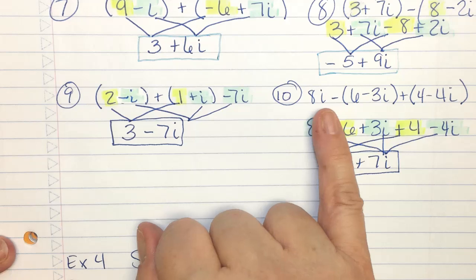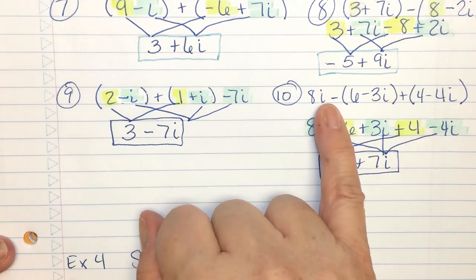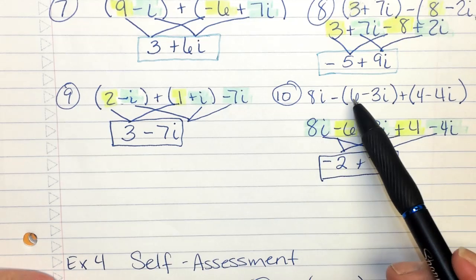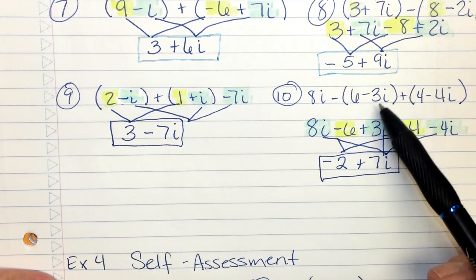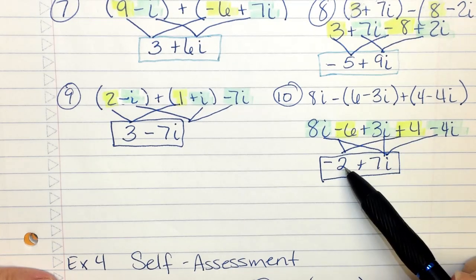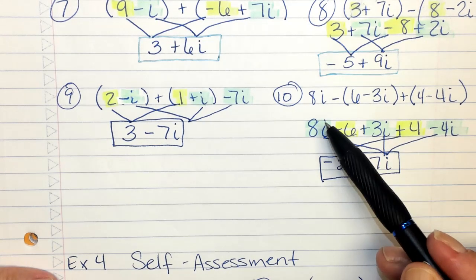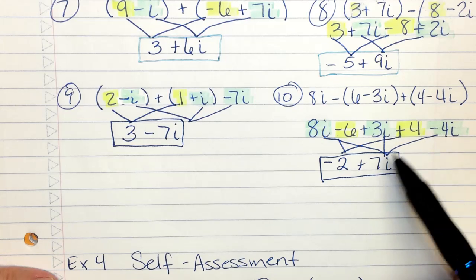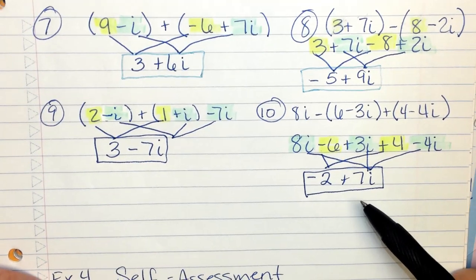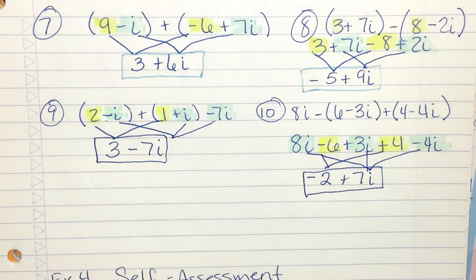Then with this one, we did have 3 parts here. This minus sign meant that we needed to make these the opposite. That's how I got the opposite of 6 and the opposite of negative 3i. And then I just combined the real parts together to get negative 2. And 8i plus 3i minus 4i gave us positive 7i. So hopefully you found these to be not too bad. Like I said, they're very similar to solving or combining like terms in equations with x. It's literally the same idea.